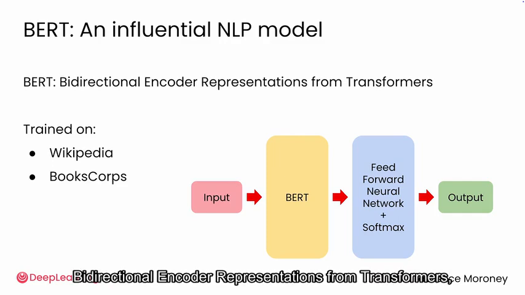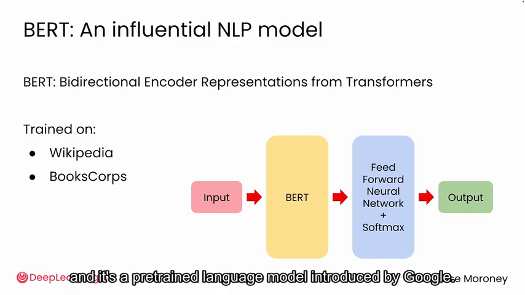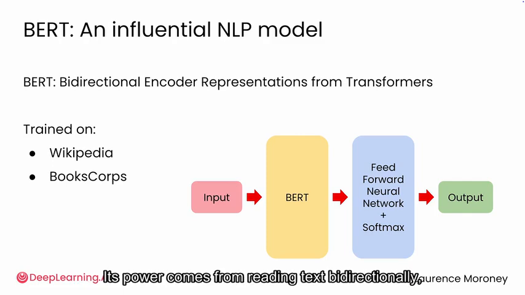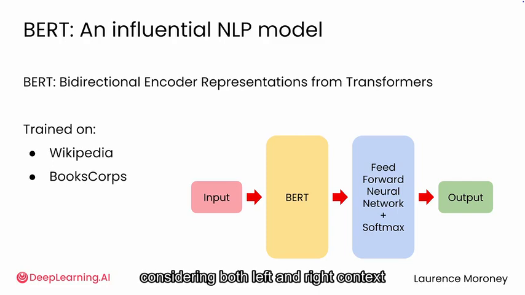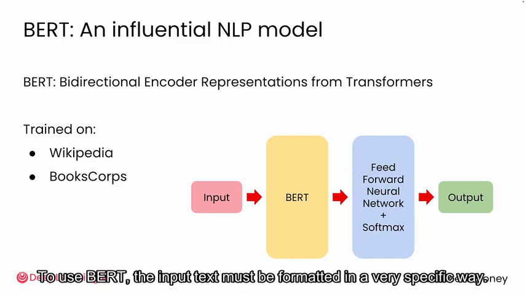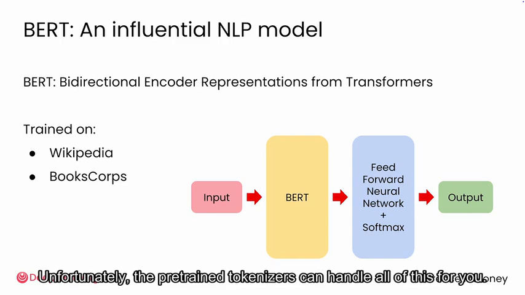BERT is short for Bidirectional Encoder Representations from Transformers, and it's a pre-trained language model introduced by Google. Its power comes from reading text bidirectionally, considering both left and right context of each word for deeper understanding. It was trained on massive text datasets like English Wikipedia and Books Corpus. I'll go back to BERT in a later video. To use BERT, the input text must be formatted in a very specific way. Fortunately, the pre-trained tokenizers can handle all of this for you.